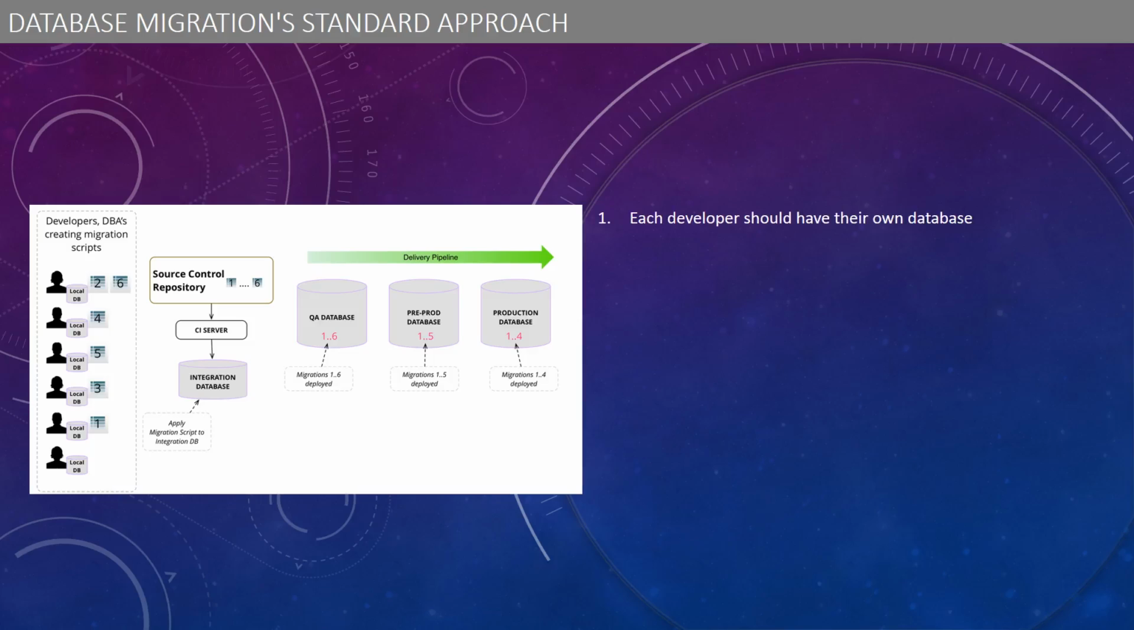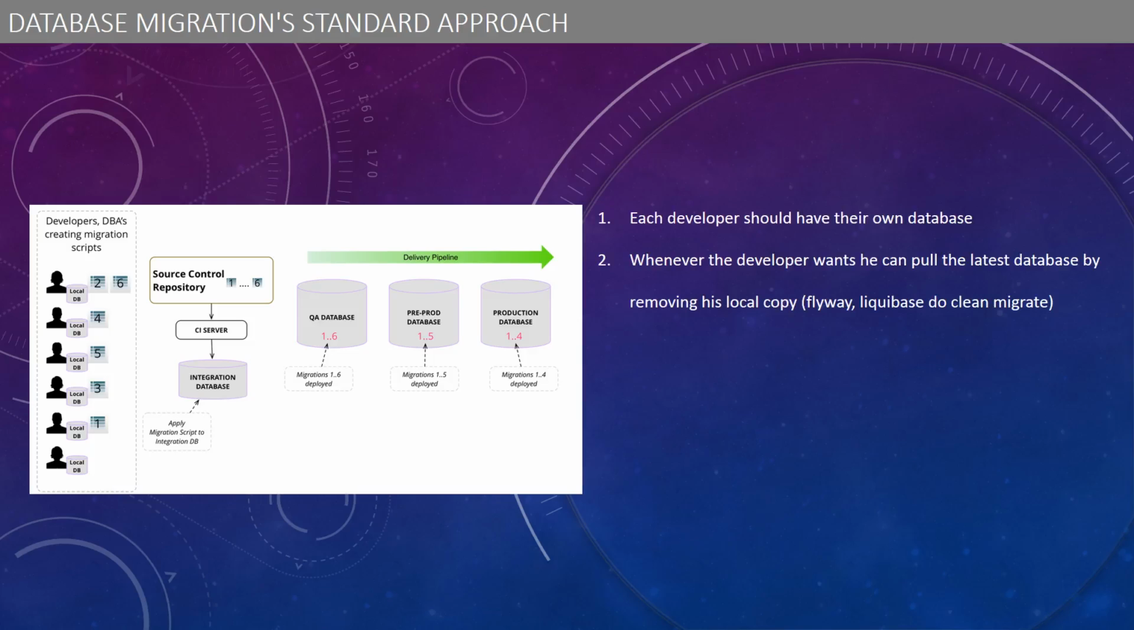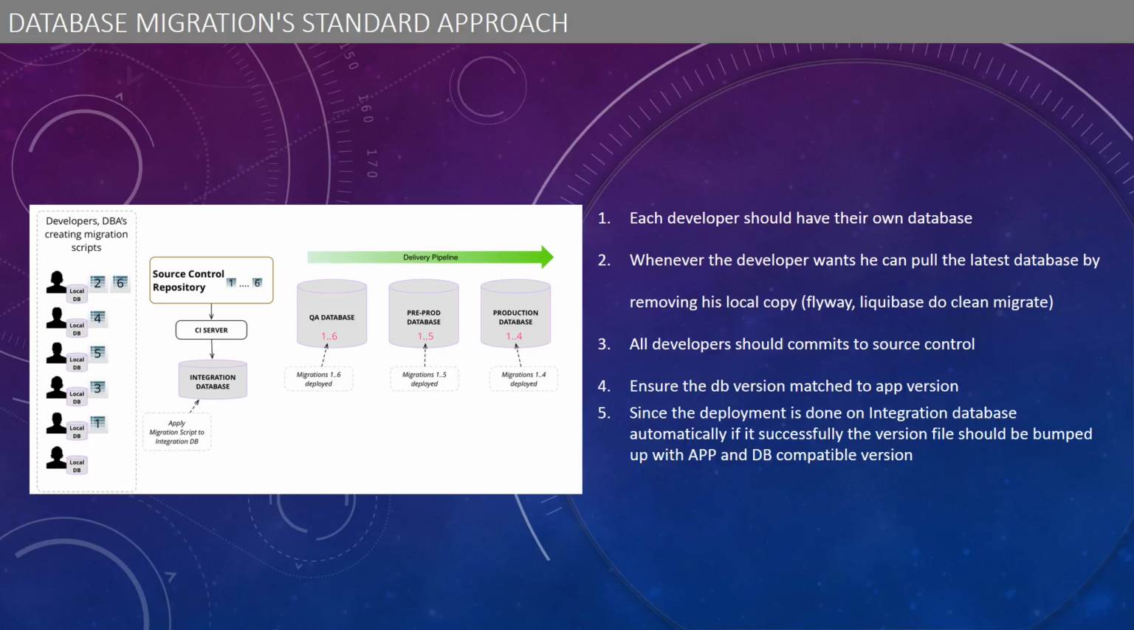Each developer should have their own database. Whenever a developer wants, he can pull the latest database by removing his local copy. All developers should commit to source control, and ensure the DB version matches the app version. Since the deployment is done on the integration database automatically, if it is successful, the version file should be bumped up with the app and DB compatible version.